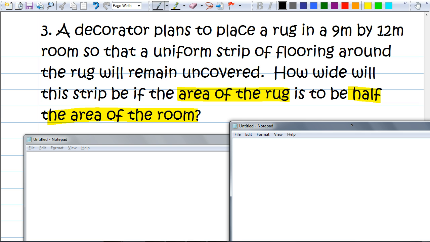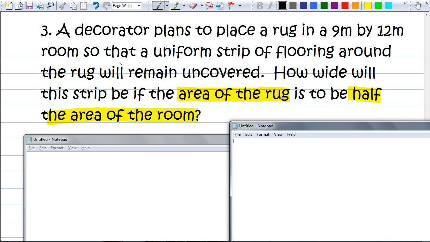Now, what does this mean when you have something like this? First of all, do we know the area of the room? Yes, we do. They told us the room is 9 meter by 12. Do we know the area of the rug? Not quite, but do we know what this looks like? Raise your hand if you think you know what this looks like.